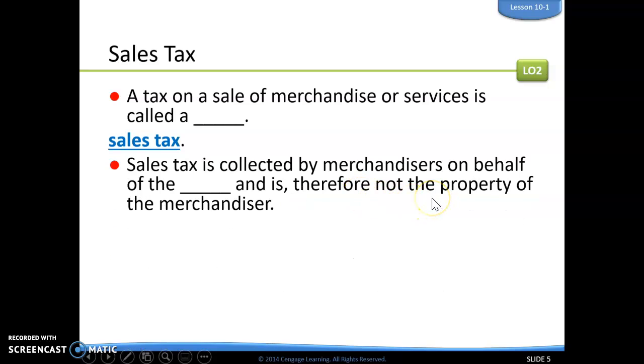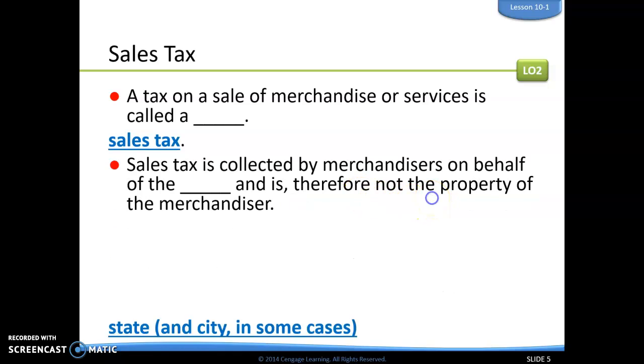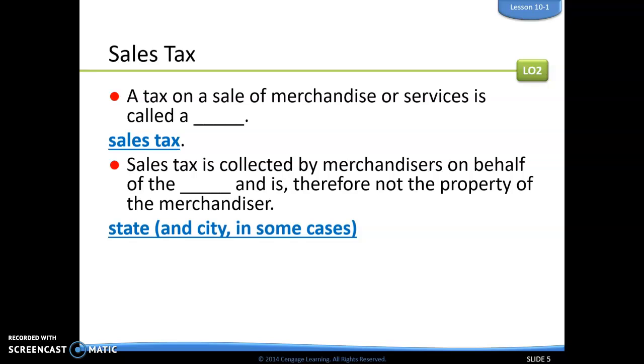Sales tax is collected by merchandisers on behalf of the state and then sometimes the city, and is therefore not the property of the merchandiser. So instead of just collecting or showing that they're paying us the sales tax, we keep track of it separately because we will have to pay that back to the state or the city later. And so we need to keep that in a separate area so that we know how much is going towards sales tax, and we put it aside until we need to pay it back later.